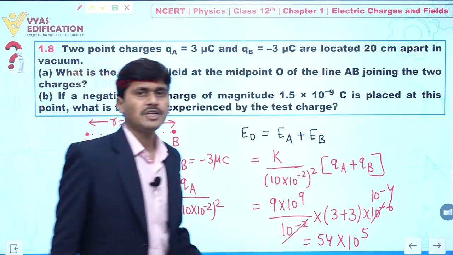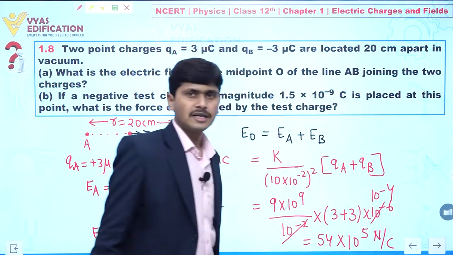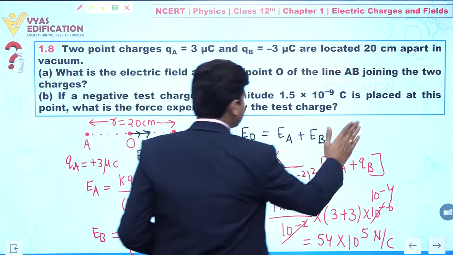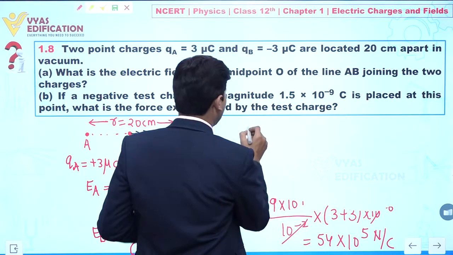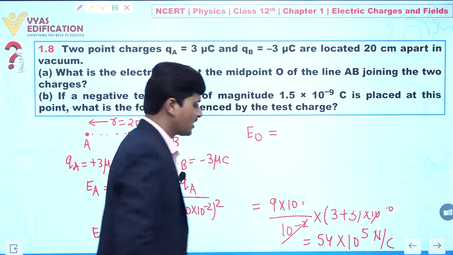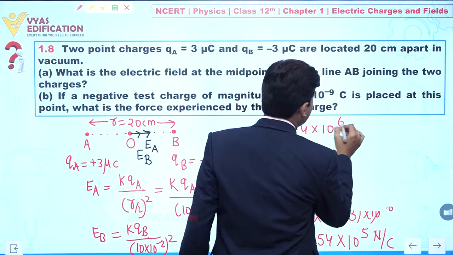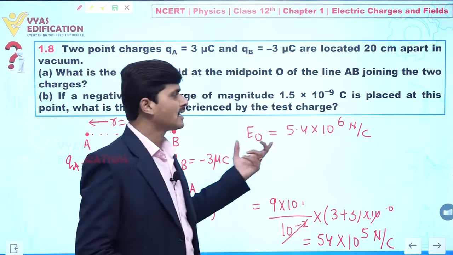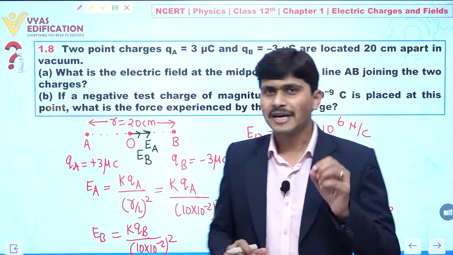Clear? What is the unit of electric field? This is Newton per Coulomb. Clear? So now the value of electric field at point O is given by 5.4 into 10 to the power 6 Newton per Coulomb. Clear to everyone? So this is the value of net electric field at point O. Now we are going to discuss part number B.